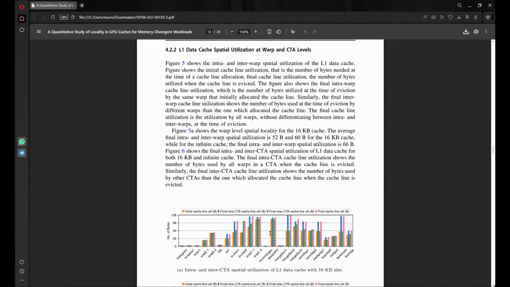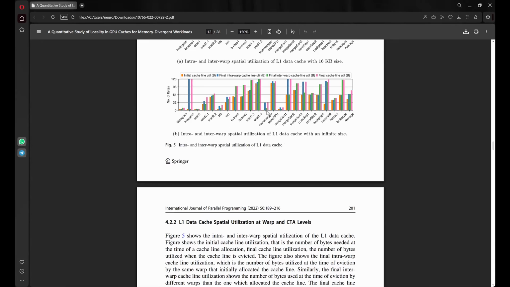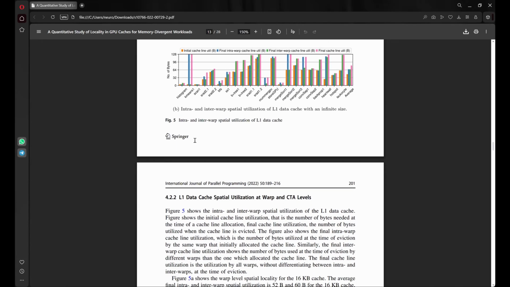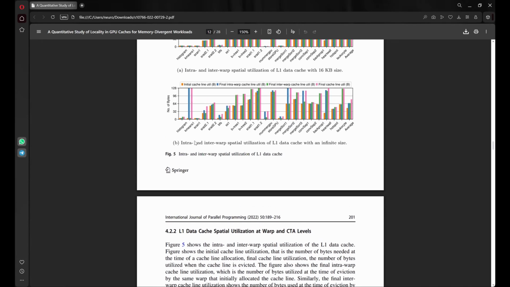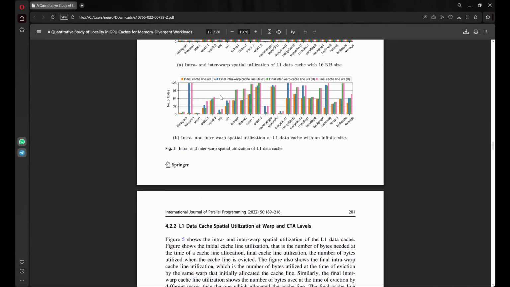And what they find out for L1 cache at the warp level, which is over here. The whole paper has a very weird orientation of graphs, but for this section, this is the intra and inter-warp spatial utilization of L1 data cache. And there are 4 lines, as you can see. One is initial cache line, which we already know what it is. So when a cache line is brought in, how many bytes of those 128 bytes are actually being used.